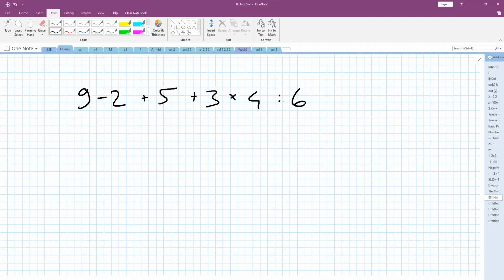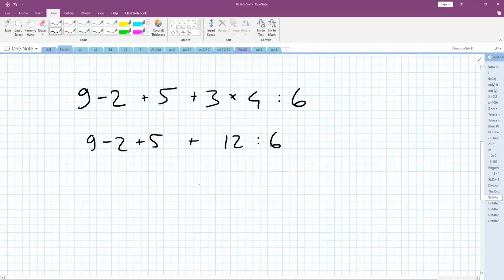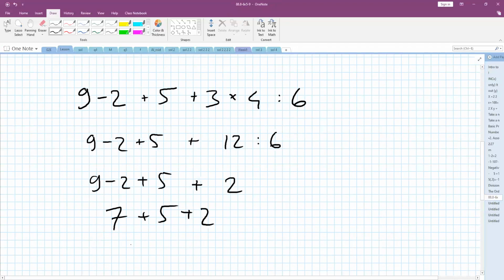So I have to do the times one first, which is 3 times 4. That makes 12. And then I suggest we write down everything like this. Then I need to do 12 divided by 6, and that makes 2. Good. Now let's write down the whole thing one more time. 9 minus 2 makes 7, plus 5 makes 12, and then plus 2 makes 14.